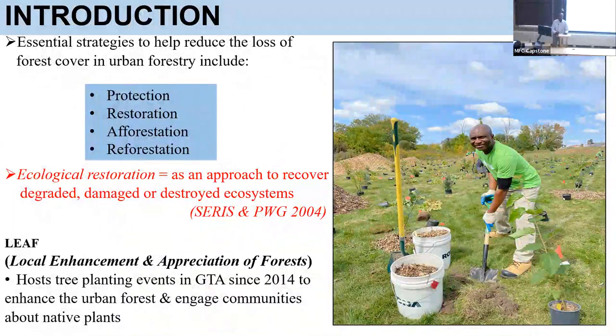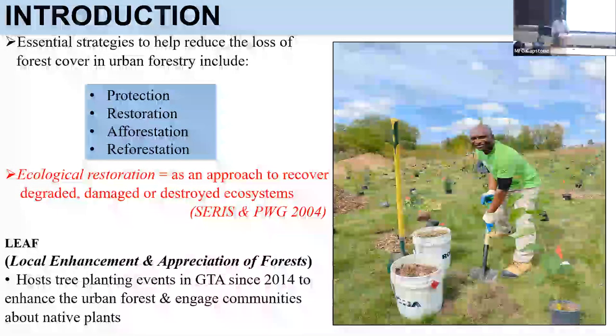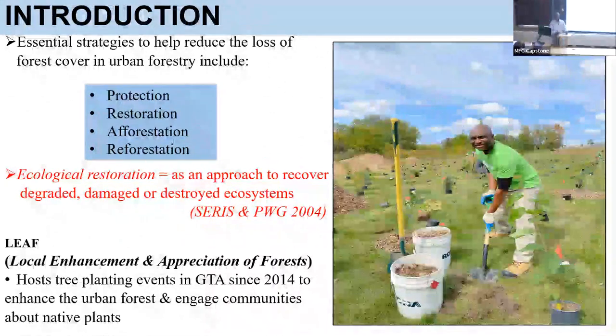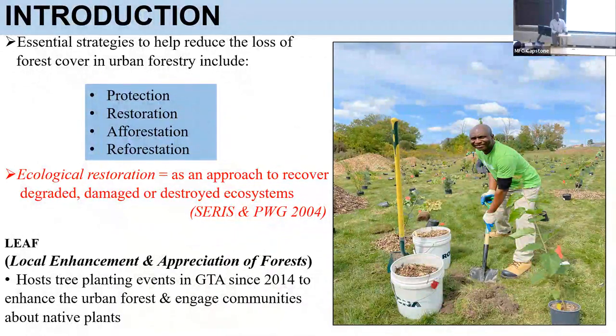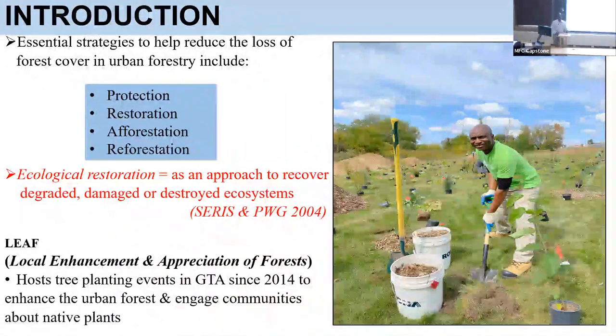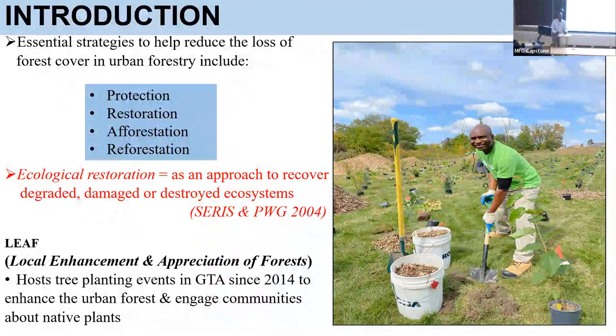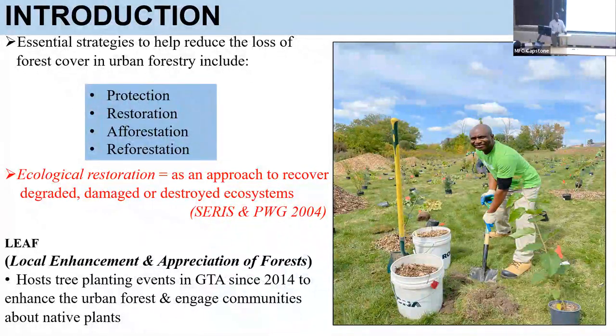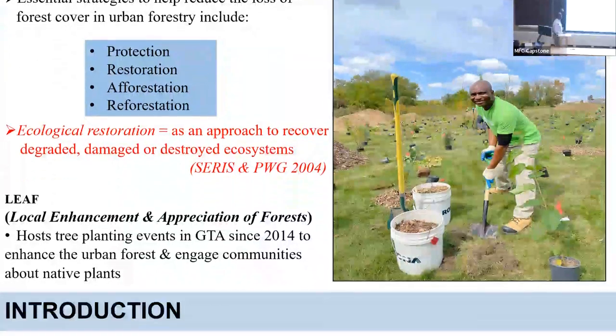Essential strategies to help reduce the loss of forest cover in urban forests include afforestation, reforestation, and restoration. The SERI Policy Working Group 2004 defined ecological restoration as an approach to recover degraded, damaged, or destroyed ecosystems. One of the organizations involved in ecological restoration is LEAF, which has been enhancing urban forests and engaging communities about native plants since 2014 across the GTA.